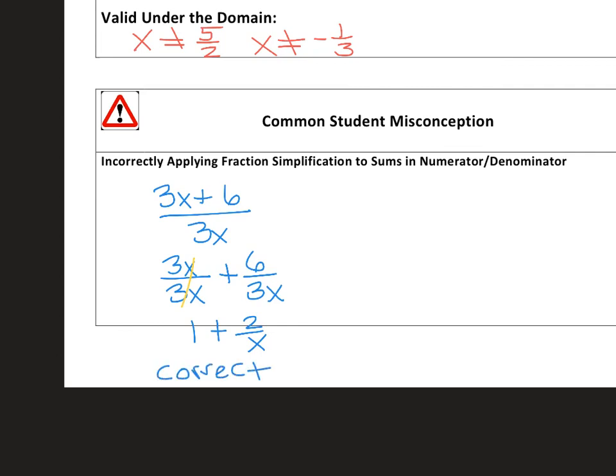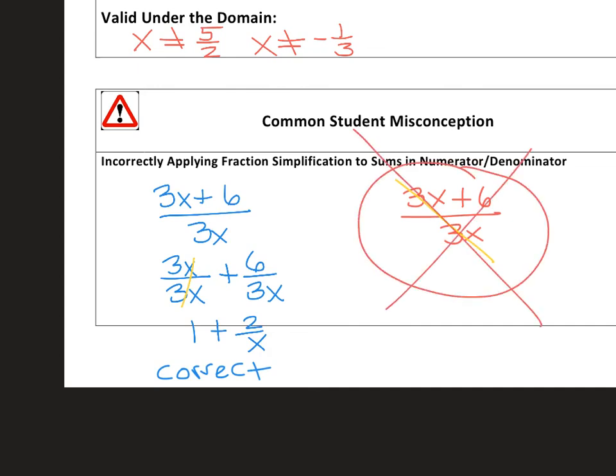What would be incorrect is the following. 3x plus 6. We've got a sum. I cannot do this, for example. I cannot cross 3x over 3x here because they're not listed as factors above. We have a sum. So this I see all day long students doing. This is not correct, so please do not do that.